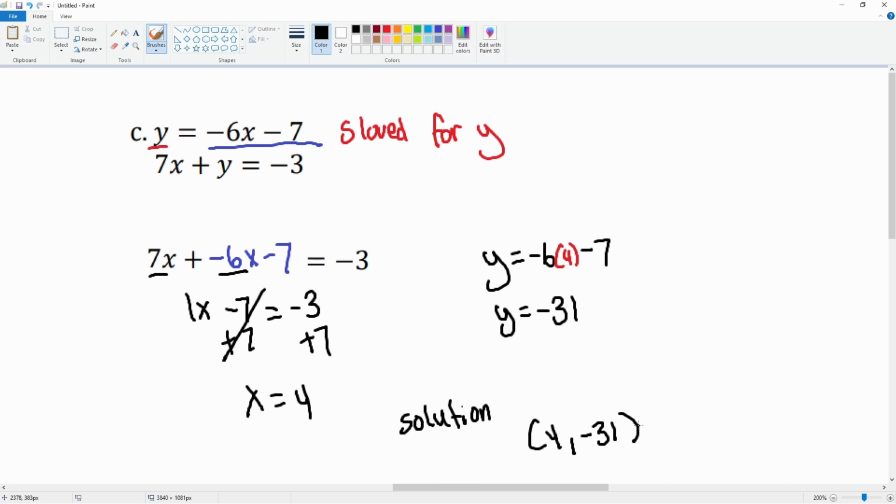All right, so there you go. That is how you find the solution of this system. We all used the method of substitution.